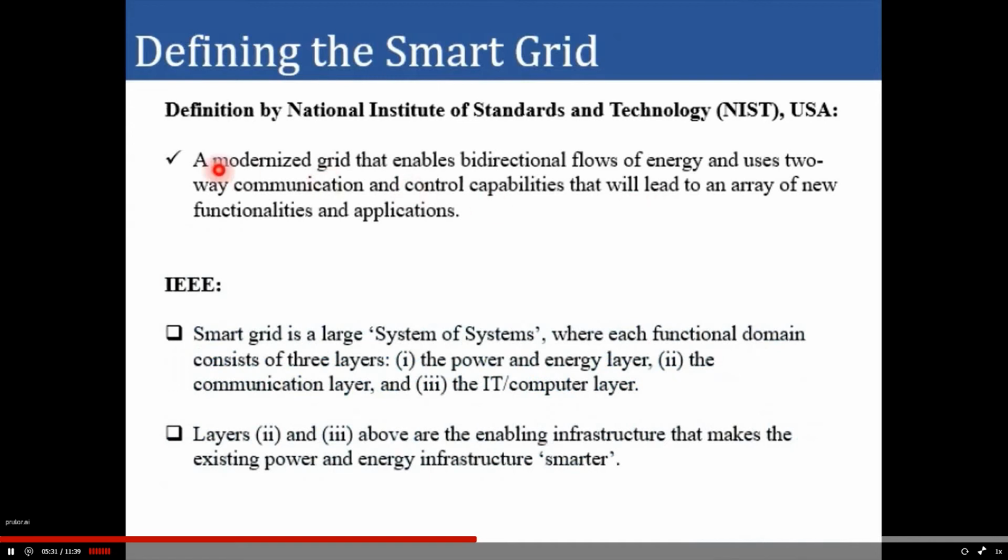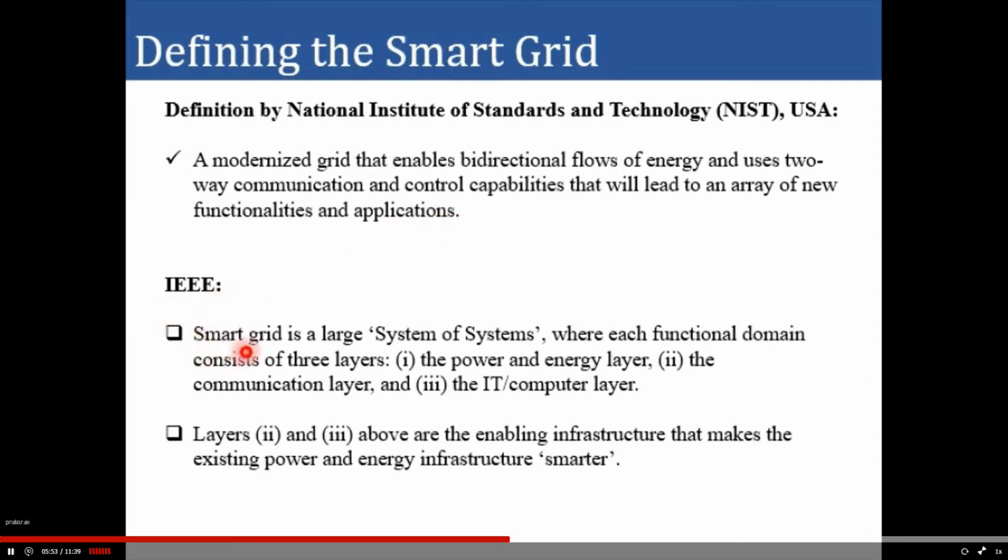Now, another definition is given by the National Institute of Standards and Technology, that is NIST USA. It says that a smart grid is a modernized grid that enables bidirectional flows of energy and uses two-way communication and control capabilities that will lead to an array of new functionalities and applications.